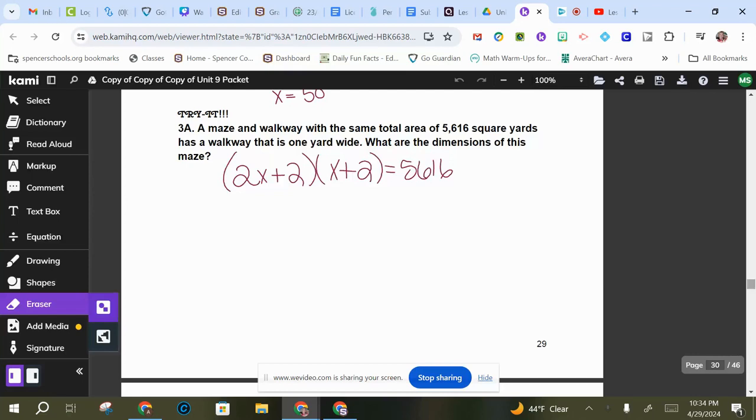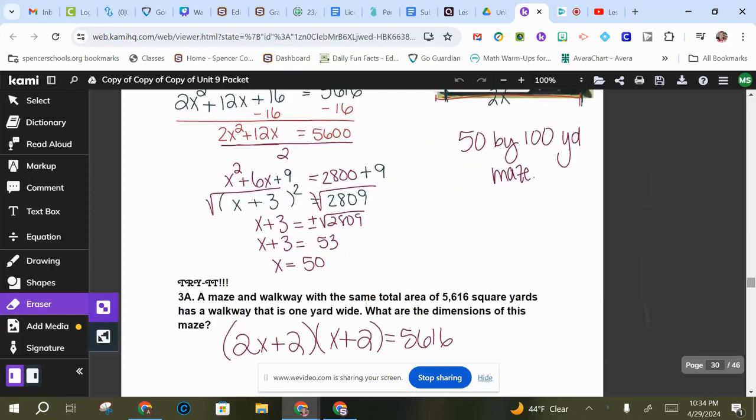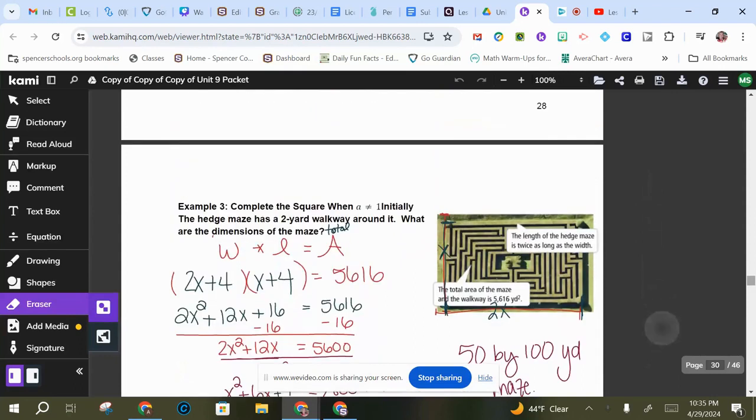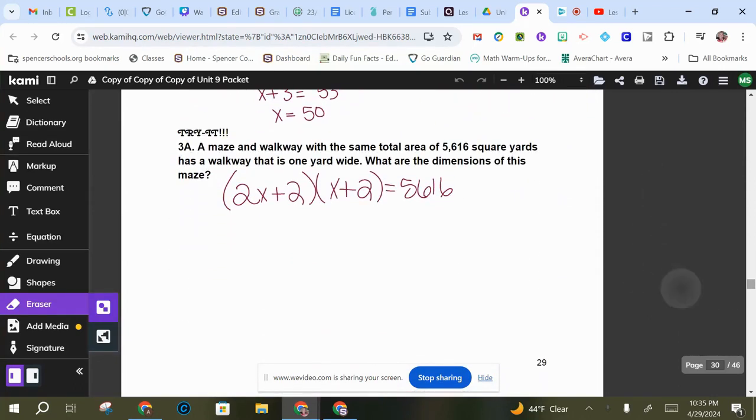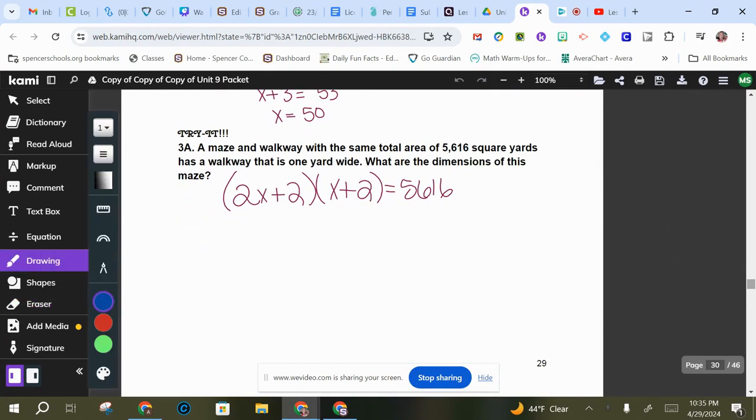So we have a maze and a walkway, the same maze and walkway from example number 3 up here, except the big difference is that the walkway only has 1 yard instead of 2. So I started the equation here. This is going to be my length, and this is going to be my width, and they equal 5,616.